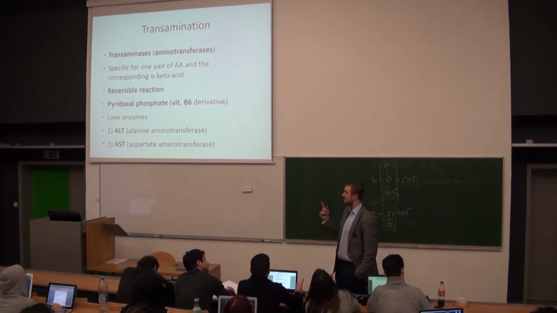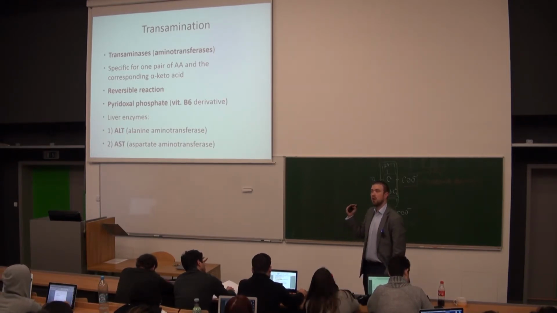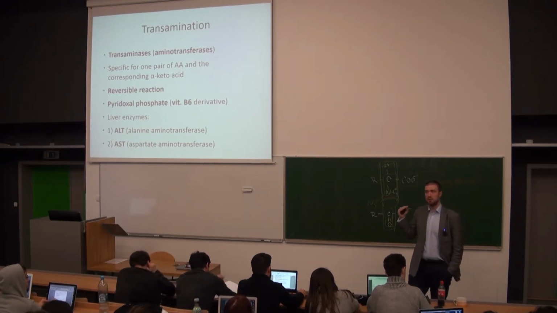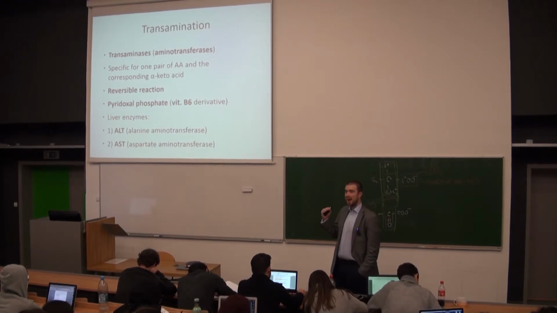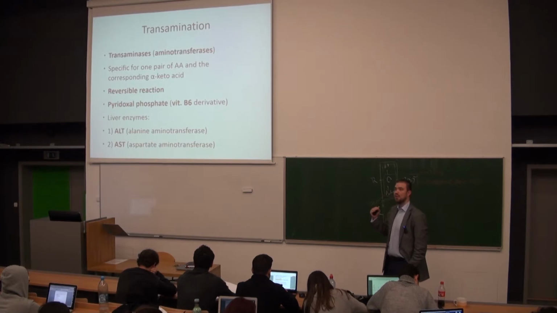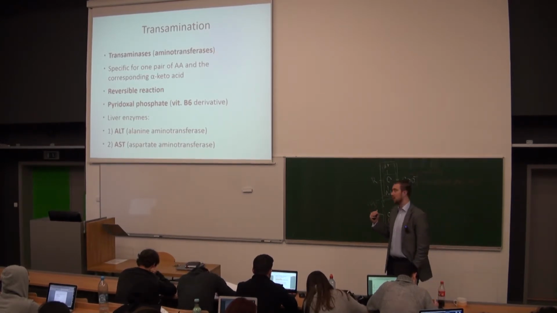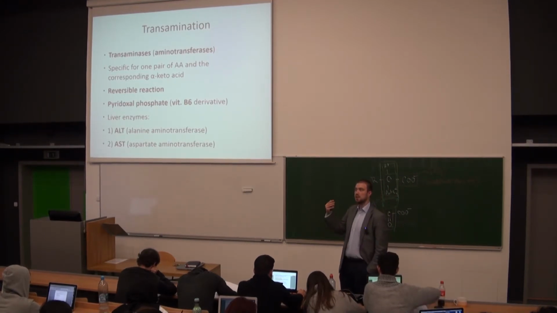The fact is that these two enzymes, or elevation of their values, very well correlate with the damage of the liver. So you typically use them as the marker of liver damage, and their values quite well correspond with the level of the liver damage. So ALT and AST are two transaminases that you use as the screening.